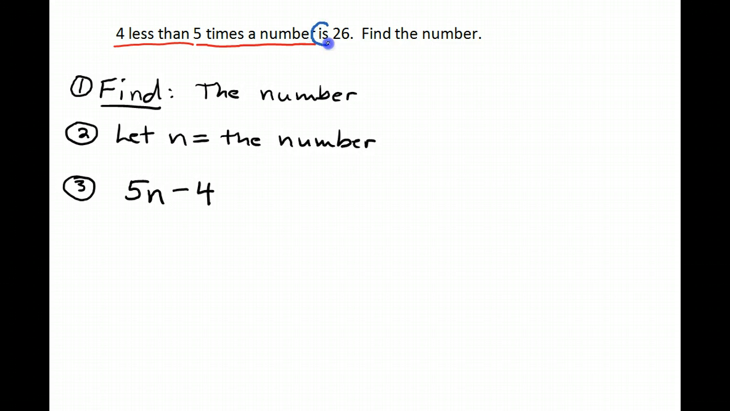Here's my equal sign. It's the word is. And then on the right side of my equation, I have the number 26. So equals 26. Now I'll solve that. Alright, when I go to solve this, I need to find my variable term. That's 5n. So to isolate that, I need to get rid of the -4.